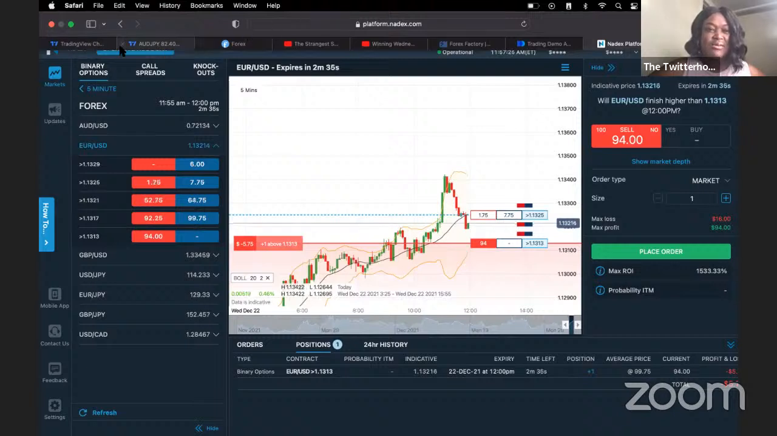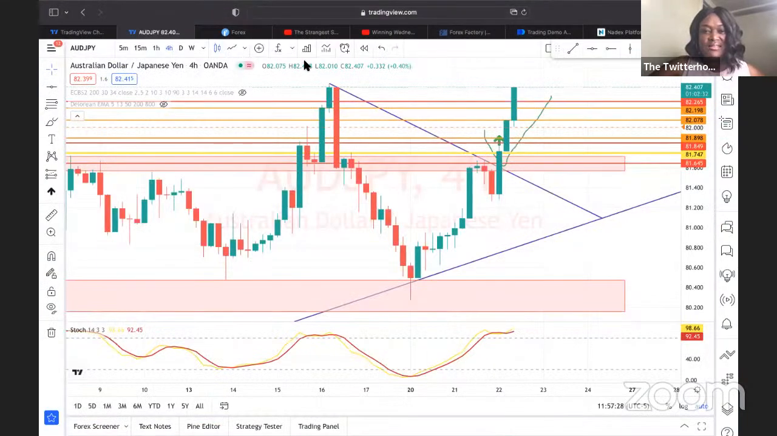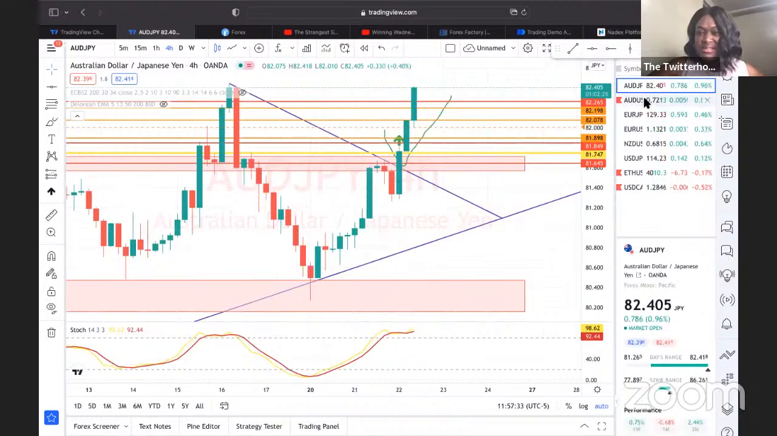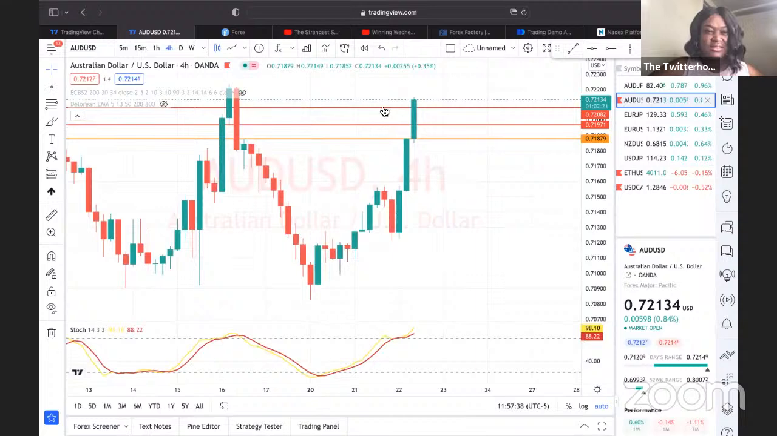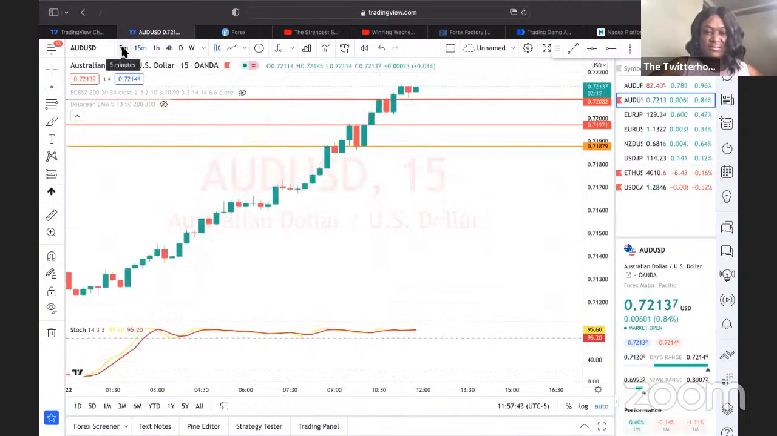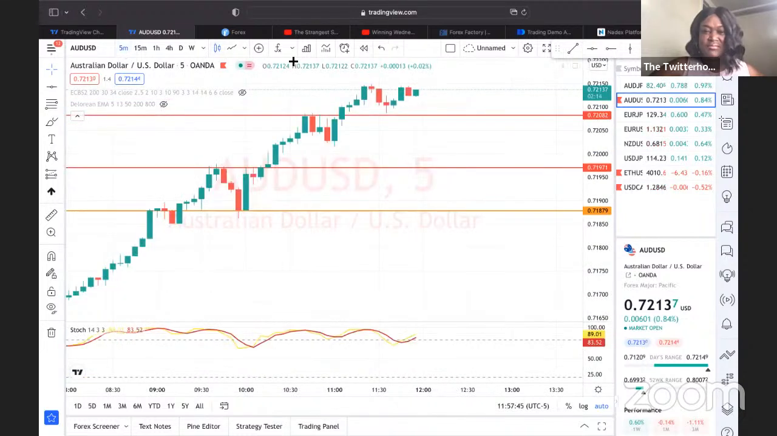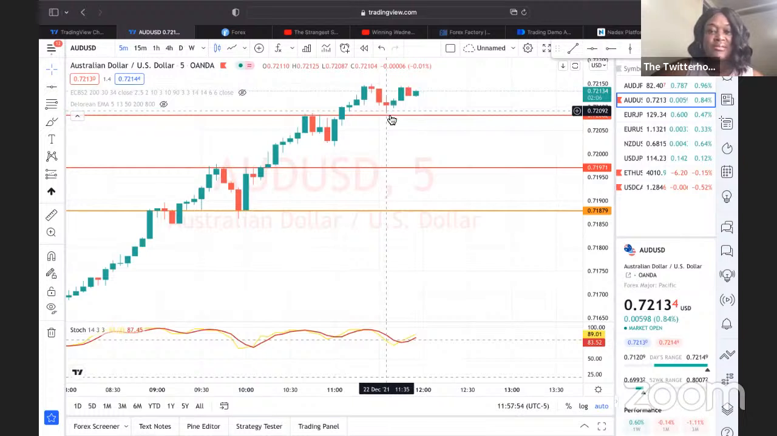I didn't even go back. What were we looking at? We were looking at AUD USD. It never did make its way down. Came close to here. That would have been a low risk trade.